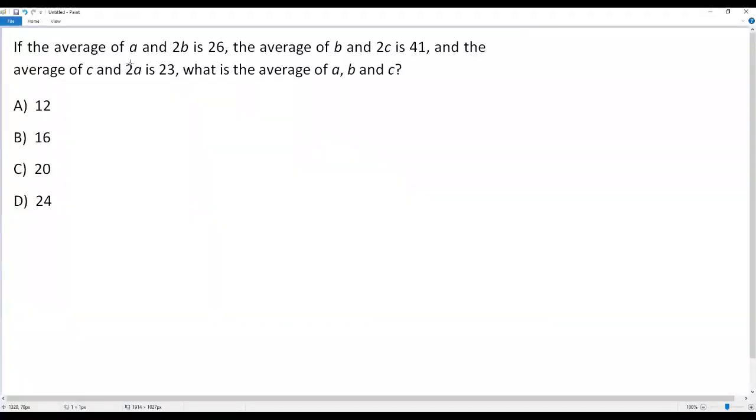Here we have a SAT math problem. Okay, let's go to the question. If the average of A and 2B is 26, the average of B and 2C is 41, and the average of C and 2A is 23, what is the average of A, B, and C?